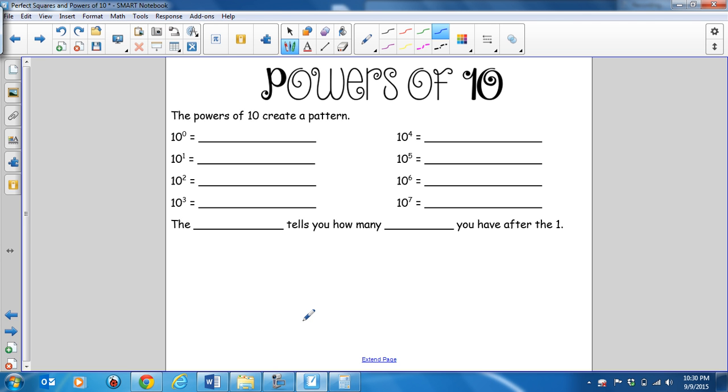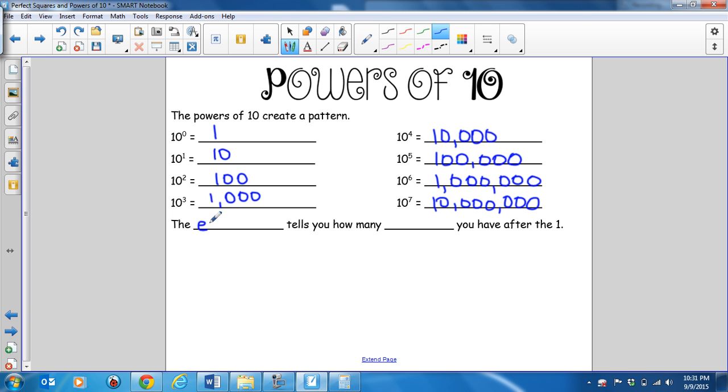Okay, so the powers of ten create a pattern. I don't know if you noticed the pattern while I was going through that. 10 to the power of 0 has 0 zeros, so the answer is just 1. 10 to the power of 1 has 1 zero, so the answer is 10. 10 to the power of 2 has 2 zeros. 10 to the power of 3 has 3 zeros. 10 to the power of 4 has 4 zeros. 10 to the power of 5 has 5 zeros. 10 to the power of 6 has 6 zeros. And 10 to the power of 7 would have 7 zeros.